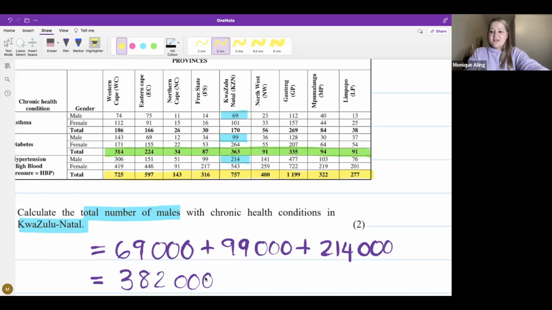Lufuno, you're on fire tonight. Sheesh, look how quick you are. That is amazing. Well done. For the hypertension category.